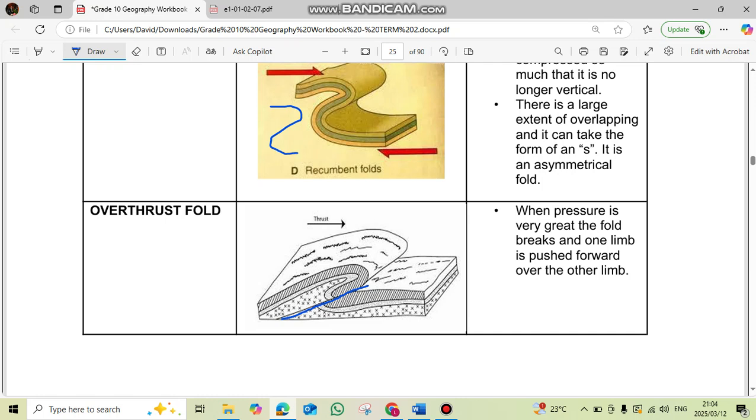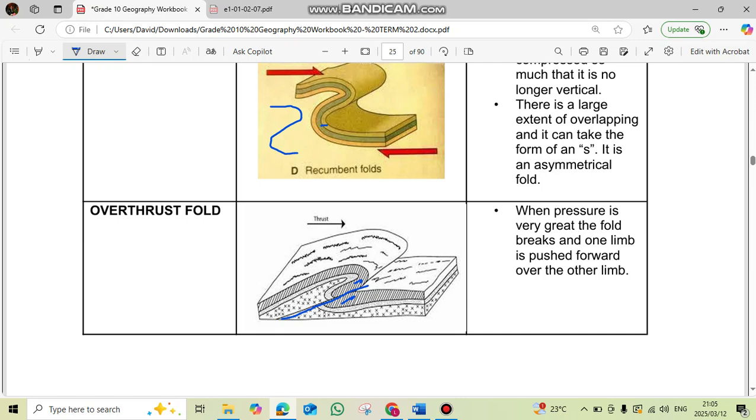If you look at the example here, we can clearly see that this layer and this layer is the same rock. It was once joined. But because of the immense pressure, it snapped and broke apart. And now we don't find this continuous layer like we find in our recumbent fold over here and in our overfold and our anticline and syncline.